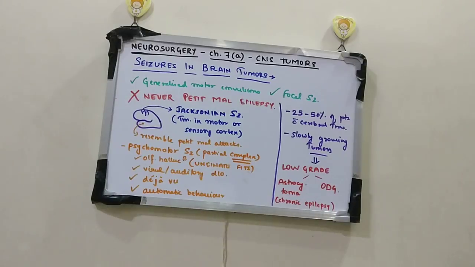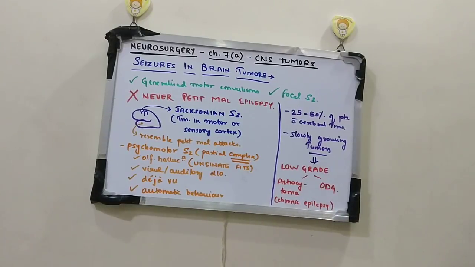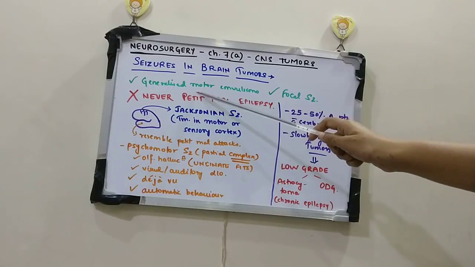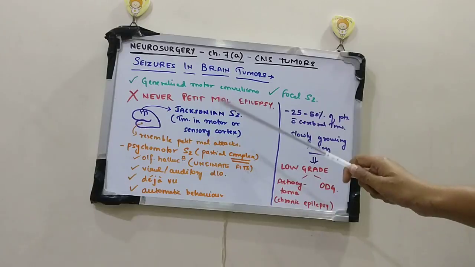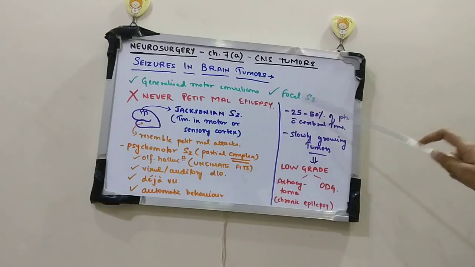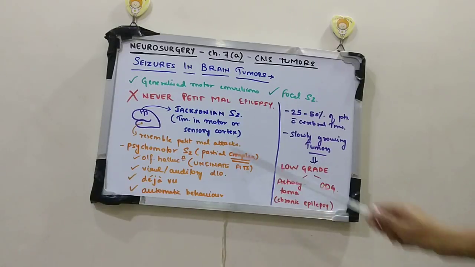Okay, so now let us talk about seizures in brain tumor. Intracranial tumors can produce both generalized major motor convulsions as well as various forms of focal seizures. But you've got to remember that in a neoplasm, you will never ever see petit mal epilepsy. Petit mal epilepsy is nothing but your absence seizures. So petit mal epilepsy is never due to a neoplasm.